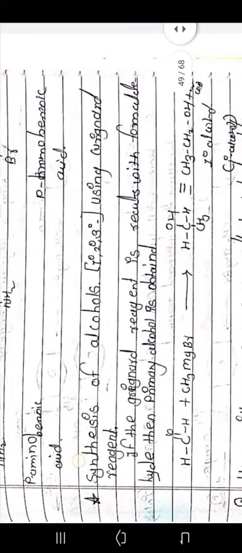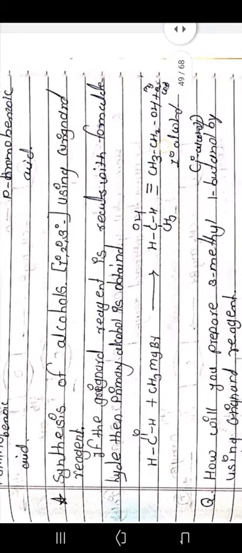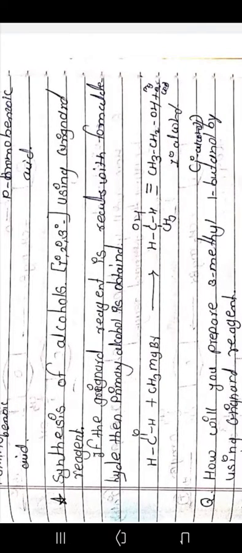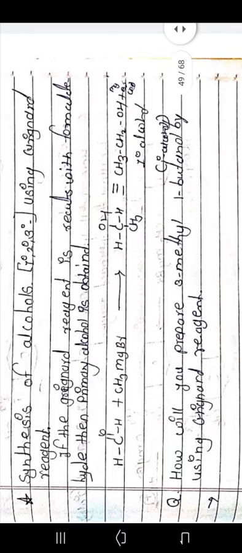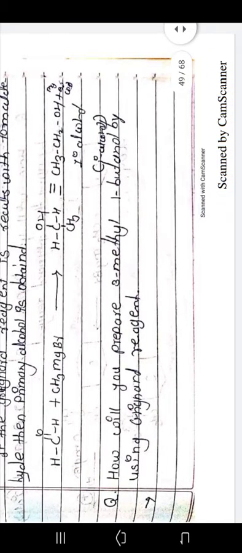Next is the synthesis of alcohol using the Grignard reagent. If the Grignard reagent reacts with formaldehyde, then a primary alcohol is obtained. HCHO plus CH3MgBr reacts to give CH3CH2OH, that is, the primary alcohol ethanol is formed.